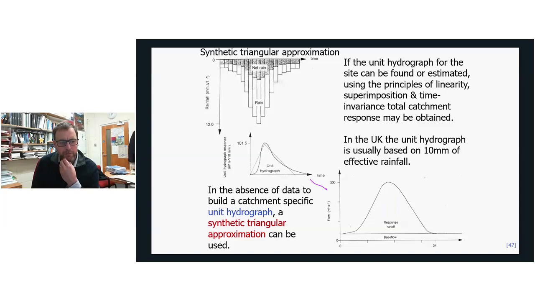Okay, so here we have the rainfall profile. We've got our unit hydrograph shape. Often the unit hydrograph shape is a triangle, because if you don't have specific data for your catchment, the triangle is a reasonable assumption to make.